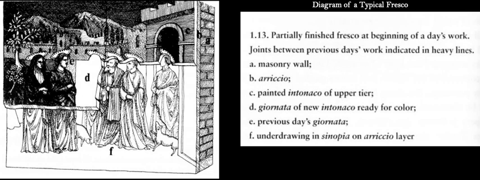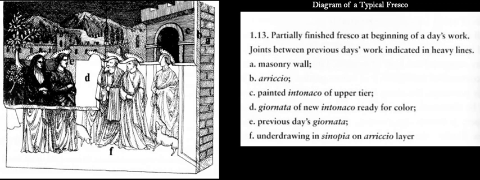frescoes, because from the year around 1300 until, well, golly, 1550, we have a lot of frescoes. And so in order to really understand the paintings, we need to talk about how they're made. Simply put, a fresco painting is painting on a plaster wall. But there are two ways to do a fresco painting.